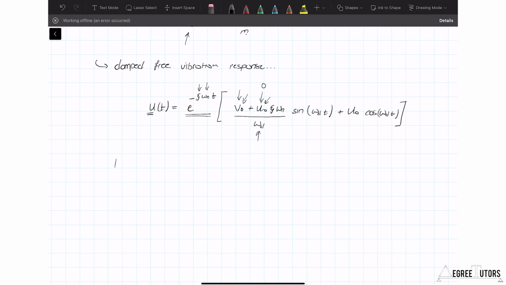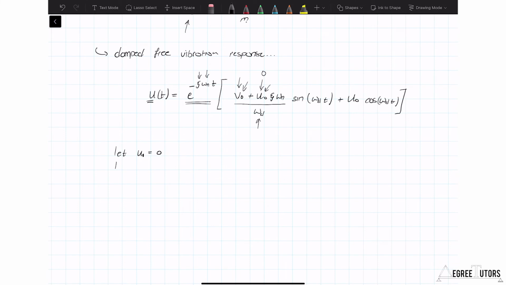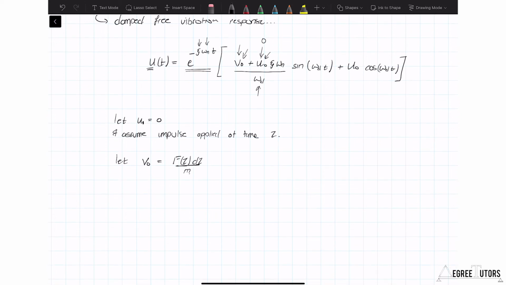What we're going to do is let u0, the initial displacement of the system, be 0. We're going to assume the impulse is applied at time tau. This is where t and tau live in the same equation, as you'll see now. So we'll say, assume impulse applied at time tau, and then we're going to let our initial velocity be the expression we've already got. You plug all of these bits and pieces straight in there, and what are you going to get?